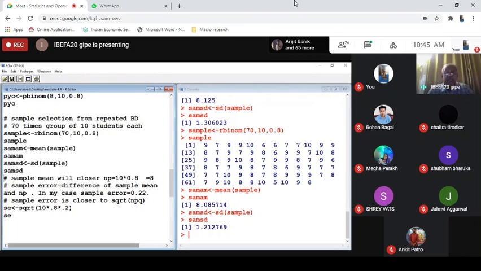So which sample size will you choose for analysis? Is it 50? Is it 80? Is it 100? Or is it 70? 70. Why? Because our error of analysis has to reduce. Arithmetic mean is 8 and sample mean is 8.08. So my error will be 0.0.